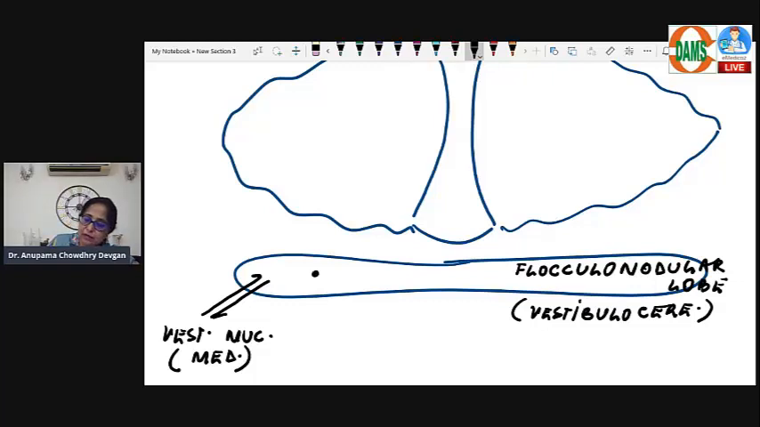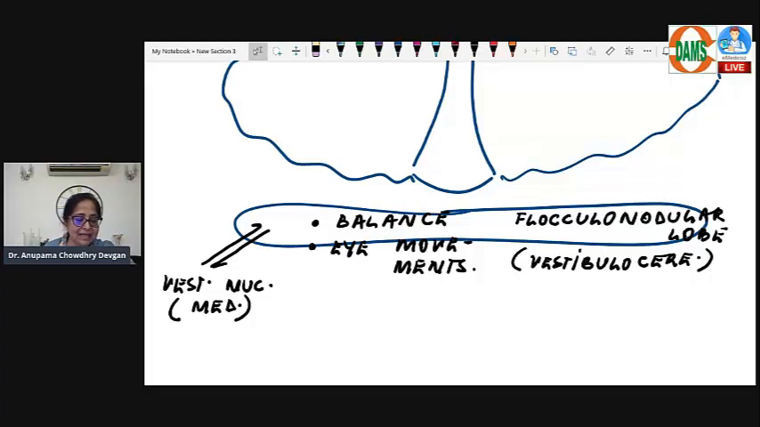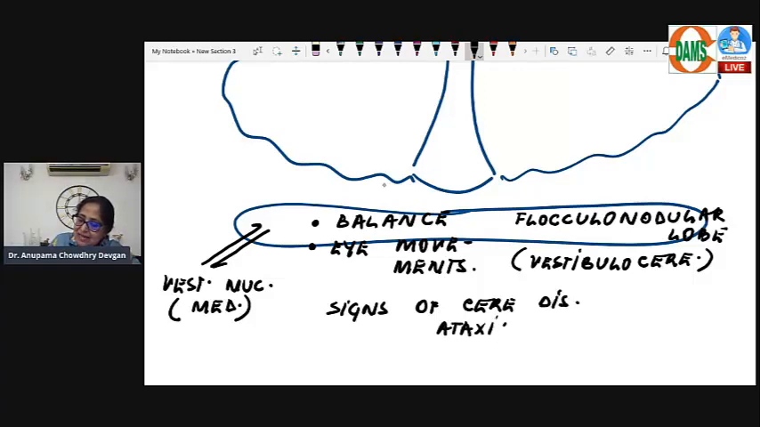The flocculonodular lobe is involved in balance and in eye movements. What are the two important signs of cerebellar disease? There is ataxia and nystagmus. Okay? Ataxia and nystagmus.